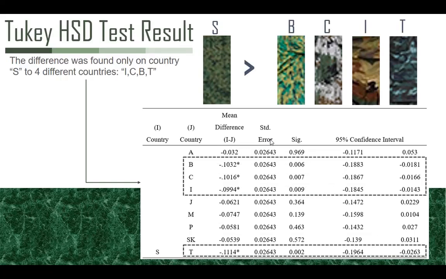But I only found that the significant difference is only this one, only S compared with the BCIT, but the rest is pretty much not significant. But in terms of the overall, it's not significant.